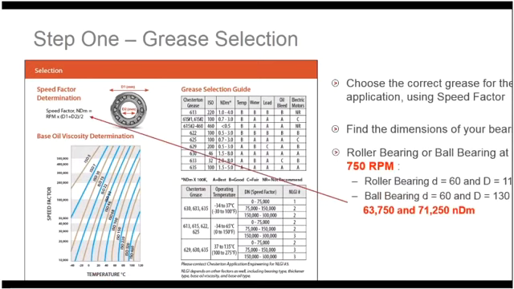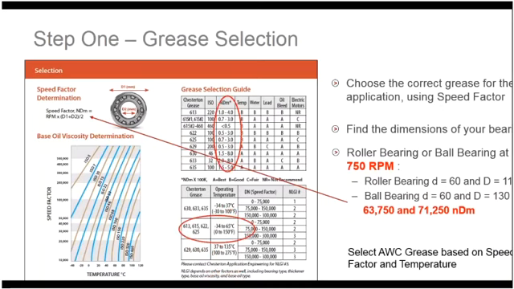In this case, we find that the roller bearing and the ball bearing have speed factors between 63,000 and 71,000 DIN. By using those reference numbers, we now can go to the grease selection guide and select the grease based upon the speed factors. You will see that there are many greases for this common bearing speed, whether it's 615, 625, 622, depending upon your environment and application.